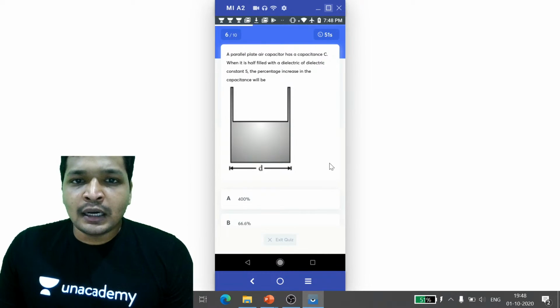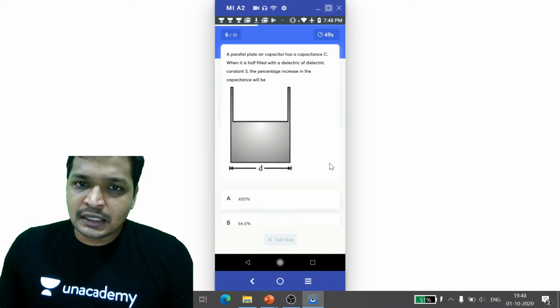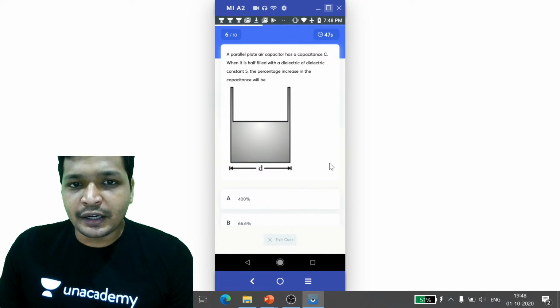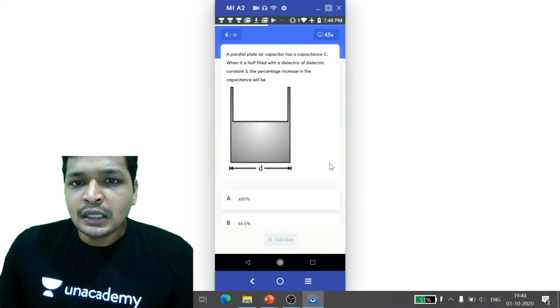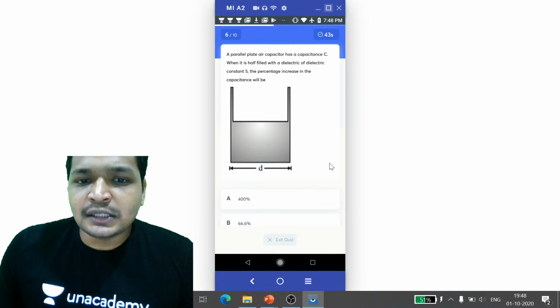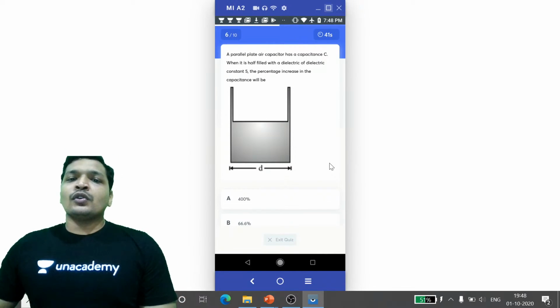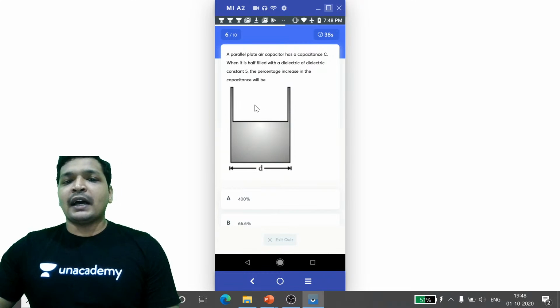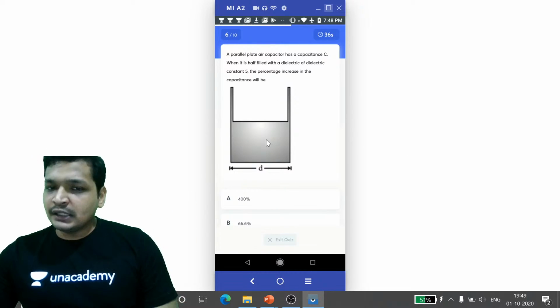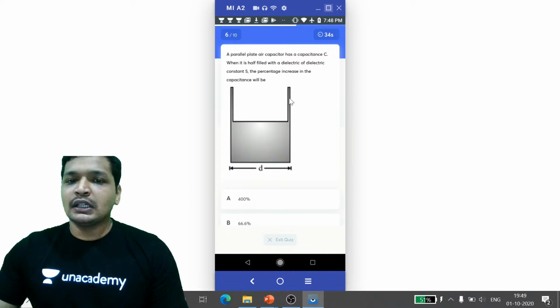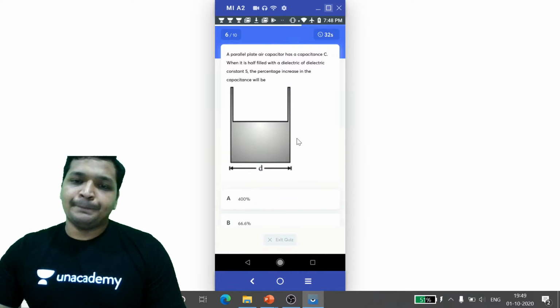A parallel plate air capacitor has capacitance C. When it is half filled with a dielectric of constant 5, the percentage increase in the capacitance will be? Are these capacitors in parallel or series? This is an even easier one. They are basically in parallel, right?